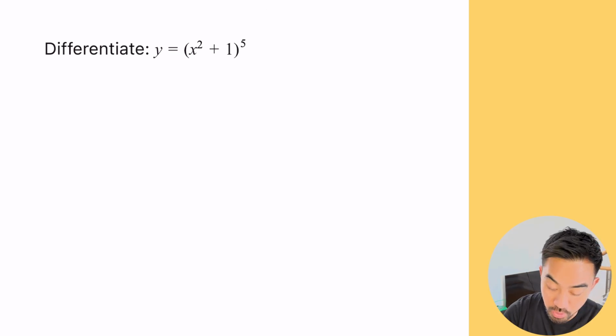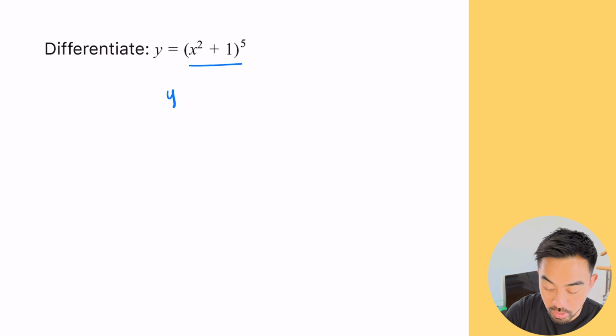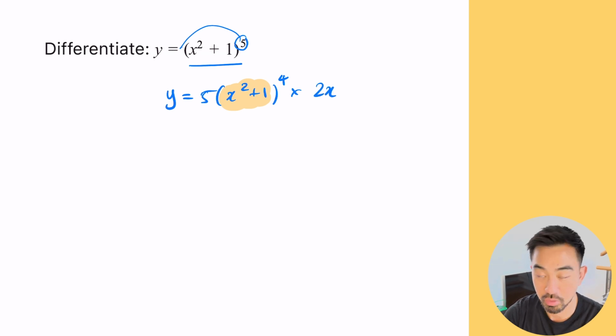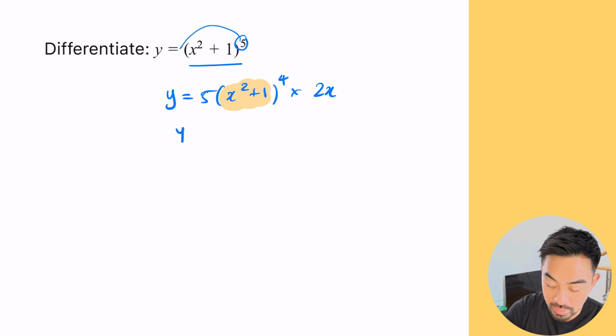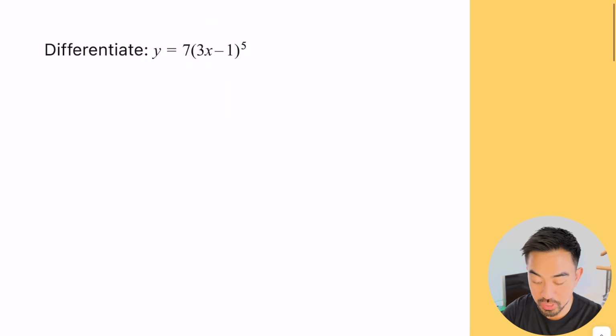Alright, so this is the first question, y is equal to (x squared plus 1) all to the power of 5. Now when you do the chain rule, you bring this power down to the front, and the power gets subtracted by 1, so 5 turns into 4. And you need to multiply it by the derivative of the inside, hence the kind of chaining action. So the derivative of x squared is 2x, and the derivative of 1 is 0, so that goes. Clean that up a bit: 5 times 2x is 10x, (x squared plus 1) to the power of 4, and you're done.